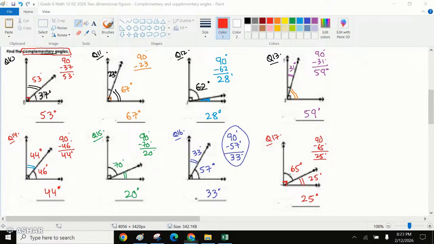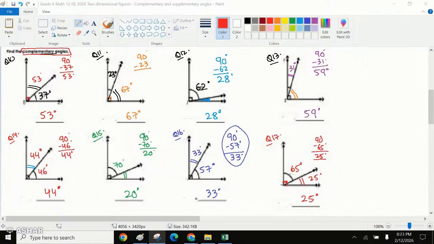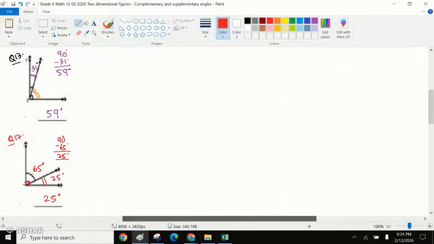Let's have another word problem. In the next question, they're not giving us the diagram. They're giving us word problems. Okay. Let's keep it over here.